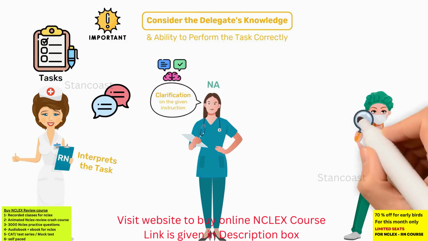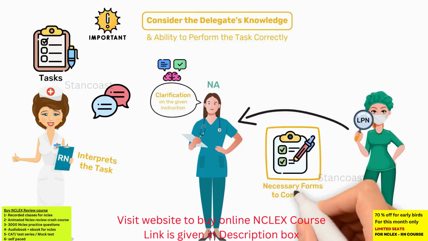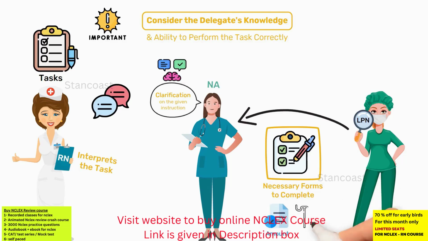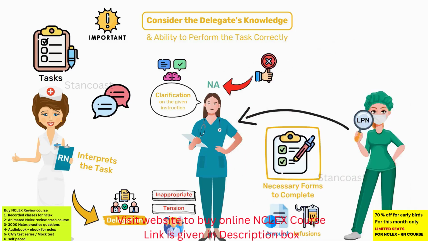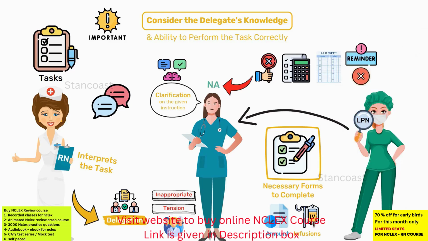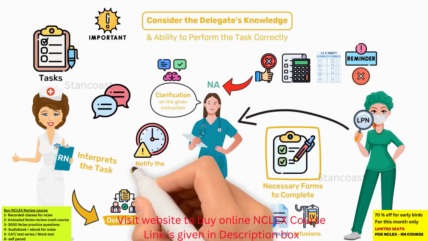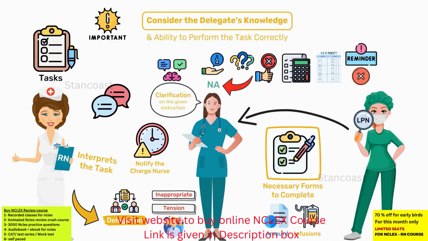The RN or LPN may need to provide the NA with the necessary forms to complete once they have documented the amount of intravenous infusions. The delegation of job responsibilities assigned by the NA can be inappropriate and may lead to tension among team members. If the NA is not familiar with how to calculate I&O records, simply reminding them may not be enough. It may be too early to notify the charge nurse. We require more information about why the NA is unable to complete the task.